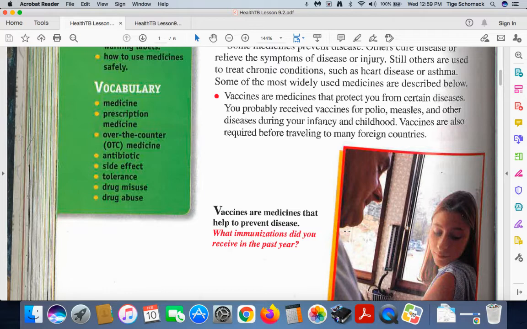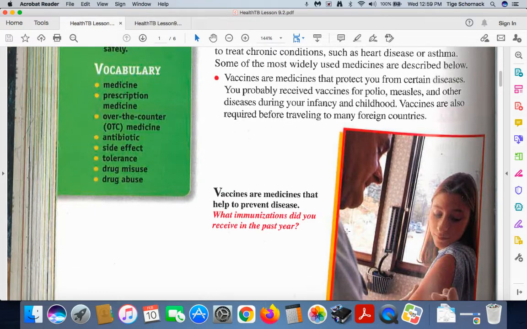We understand the word vaccine right now, kids, because living in the time of COVID, we hear so much about the COVID vaccine and when you can get it.